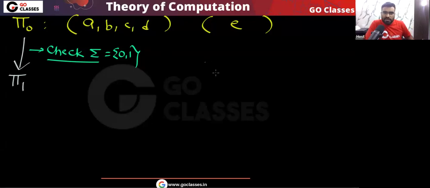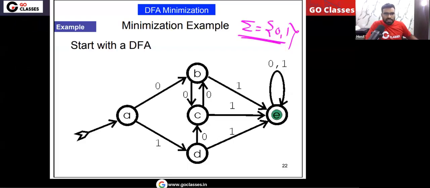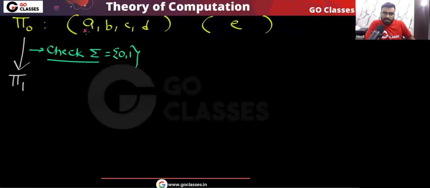So let's check AB. Tell me, AB on 0, where are they going? Look at this diagram. AB on 0, they are going to group G1. Yes or no? Now only group matters. This is a group, this is a group. Please understand, now only group matters. Let's call it group G1. Let's call it group G2. Only the group will matter now.